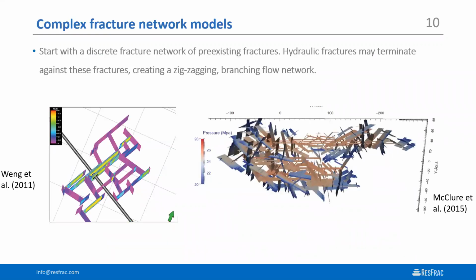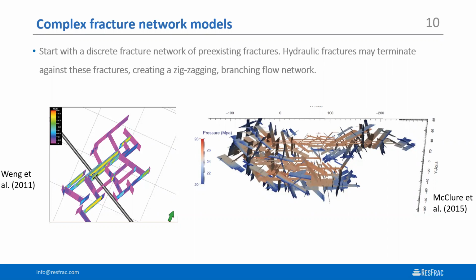So a complex fracture network model is characterized by starting off with a DFN, a discrete fracture network of pre-existing fractures. The concept here is we're going to try to explicitly represent and mesh a huge number of natural fractures that may or may not be present in the formation. And a second aspect of these complex fracture network models is termination. There's a concept that hydraulic fractures may terminate against natural fractures, and that creates a more zigzagging and branching flow network.